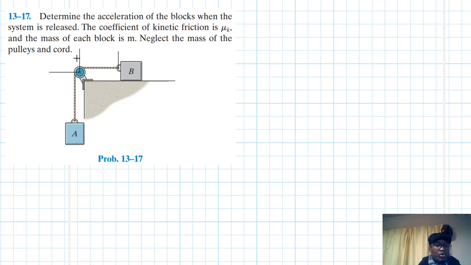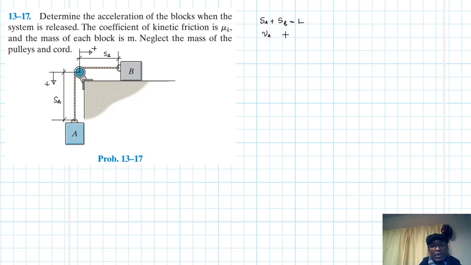So we have two sides. Let's call this our B. We call this our A. So this is B. This is SB. This is SB. And this is SA. Right. So let's say our SA plus SB is equal to L.